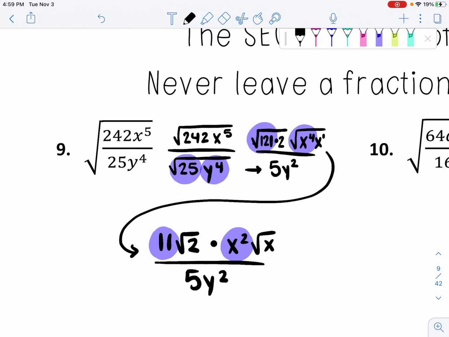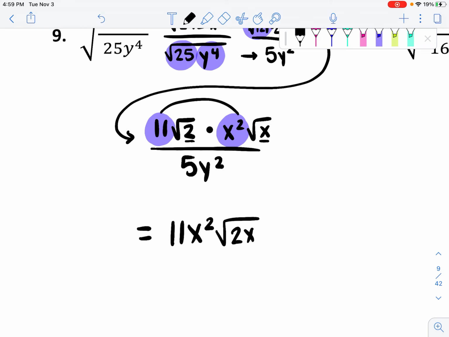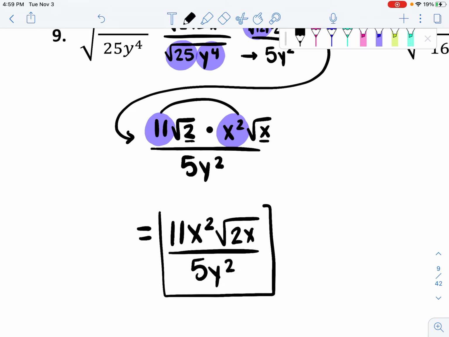And that still has that 5y squared on the bottom. So now I just need to combine my things to make this look a little nicer. So I've got 11 and x squared on the outside, and then I've got 2 and x on the inside with that 5y squared underneath.